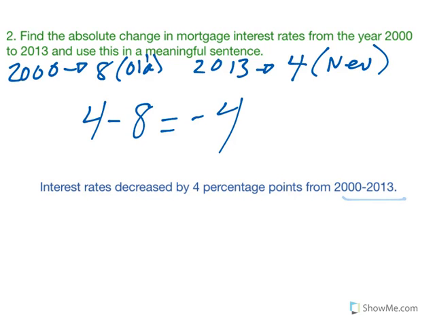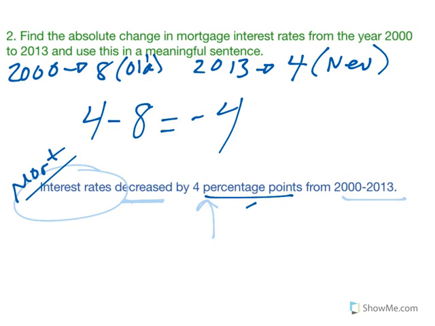Again, time period, increase or decrease, by how much, and what are we talking about? Ooh, I really should throw the words mortgage interest rates in front of that. I apologize. But notice how I put 4 percentage points, because these are absolute. They went from 8% for the mortgage interest rate to 4%, and that is a 4 percentage point difference.